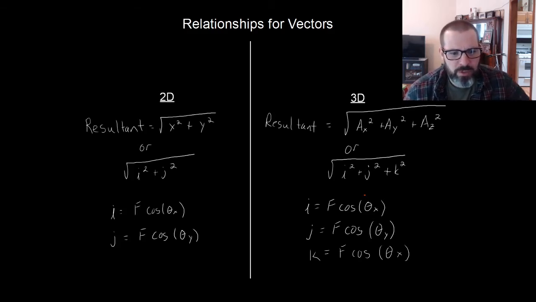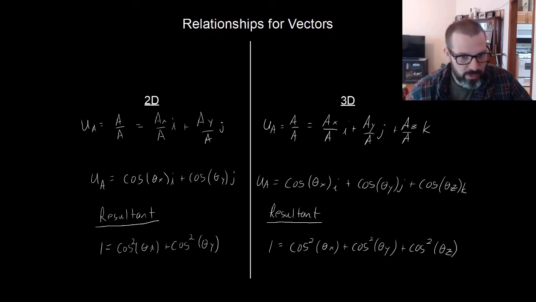From that, we've also found that if we want to find the rectangular components from one force vector, we need the angles. The i, j, and k components are just the force times the cosine of each angle. If you're in 2D, you have theta x, theta y. If you're in 3D, you have theta x, theta y, and theta z. So that's how you would find the resultant and the components of a vector.